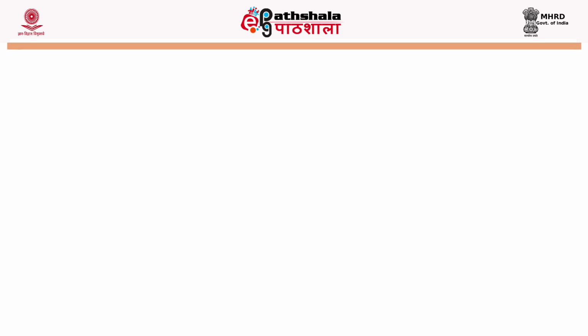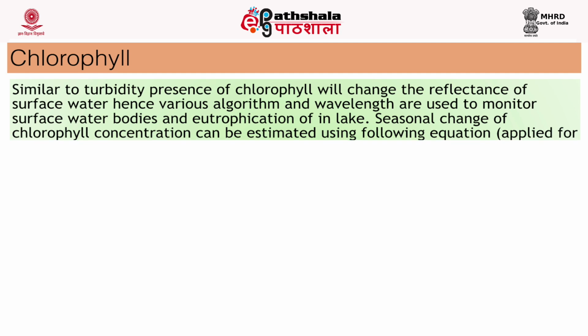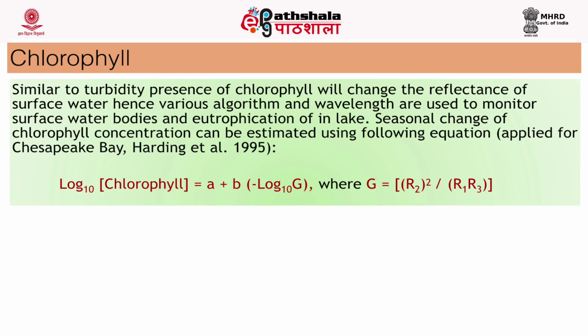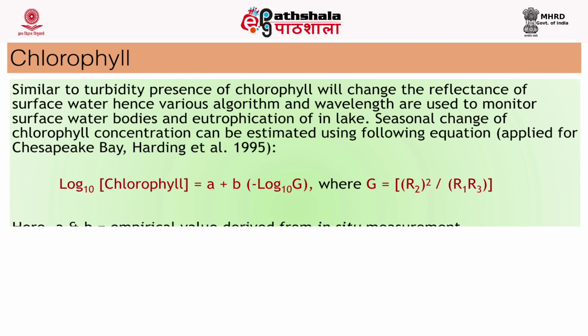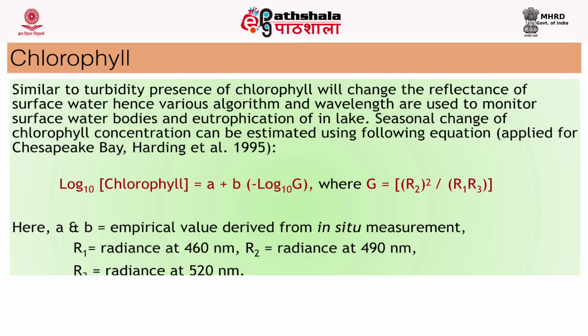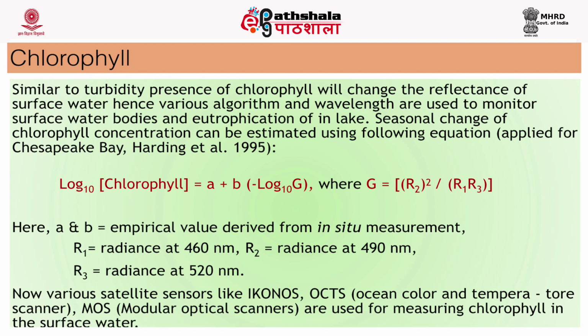Similar to turbidity, presence of chlorophyll will change the reflectance of surface water. Hence, various algorithms and wavelengths are used to monitor surface water bodies and eutrophication of lakes. Seasonal change of chlorophyll concentration can be estimated using the following equation. Here log base 10 of chlorophyll can be estimated from a plus b into negative log base 10 of G. Here G is R2 square by R1 into R3.